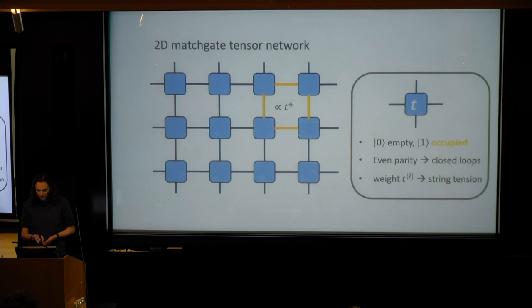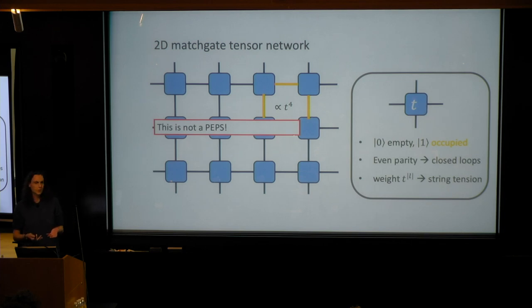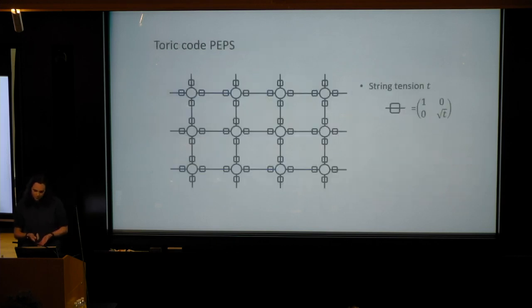Now, as I have said before, the intuition of this is kind of right, but this is actually not a PEPS. So there are, as I said, no open physical indices. So even though I see some toric code with string tension structures there, I can't really make this mathematically precise. But I can actually do it in a second.